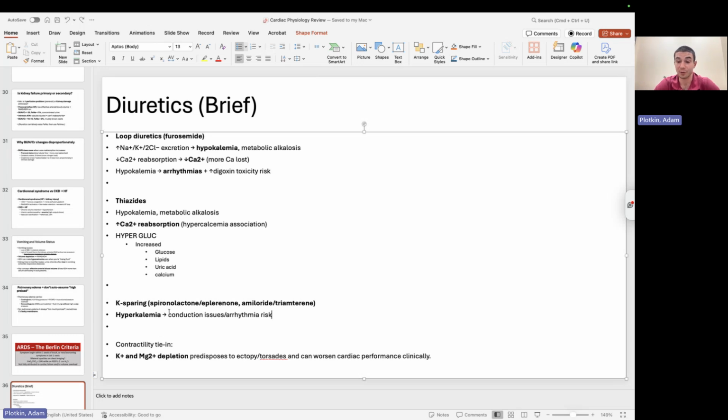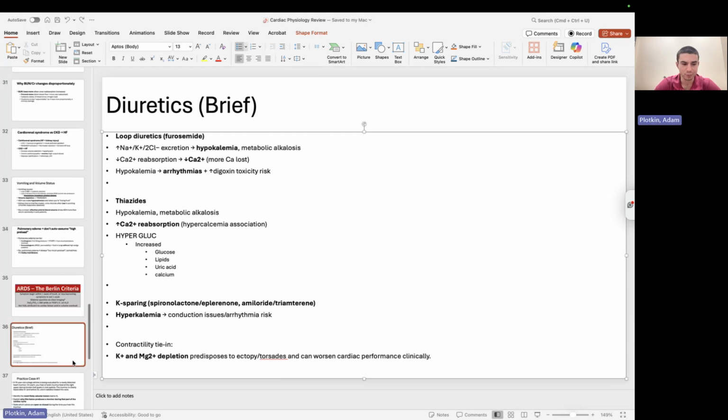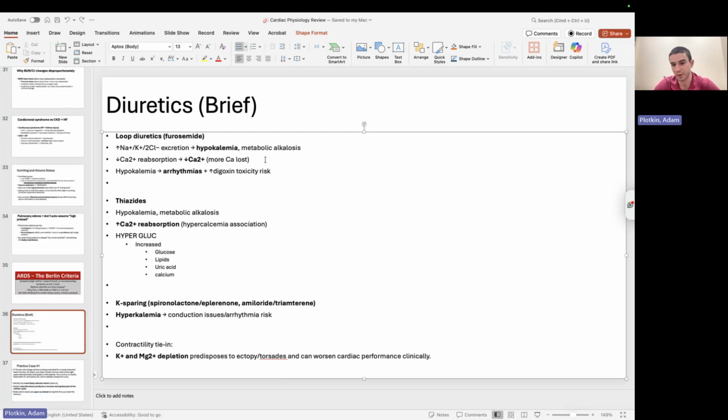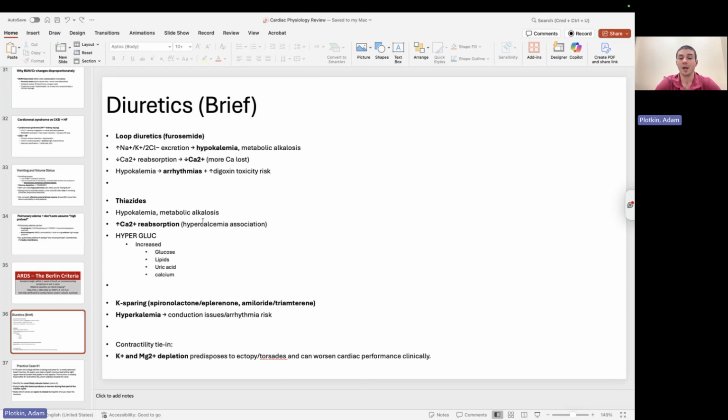That can then lead to a buildup of potassium. Obviously, if we're blocking aldosterone, which keeps sodium and water in and kicks out potassium and H+, we can have a potassium increase and lead to hyperkalemia. I think that's what I'll say for that. The student wanted just a quick recap on diuretics, so I put that in there.